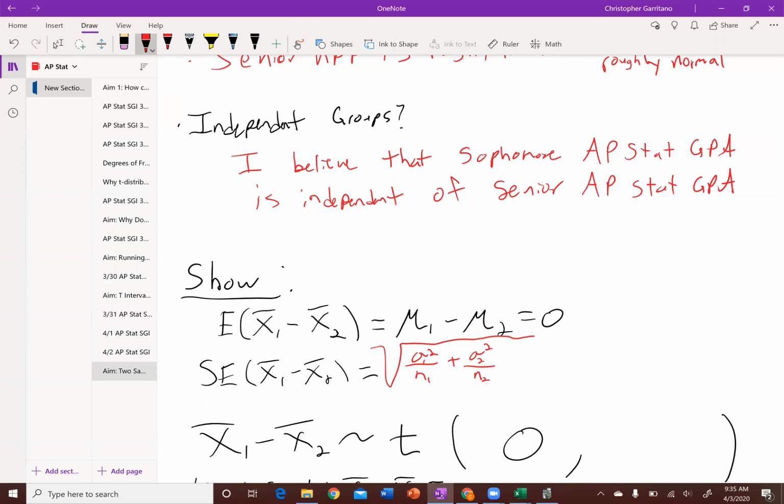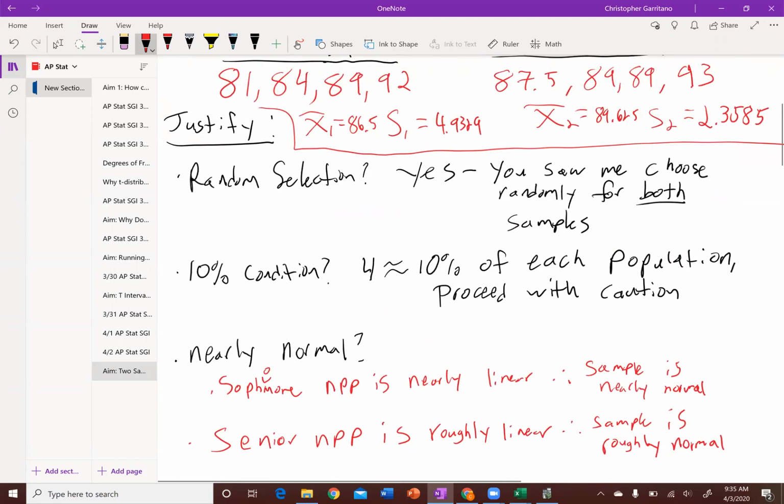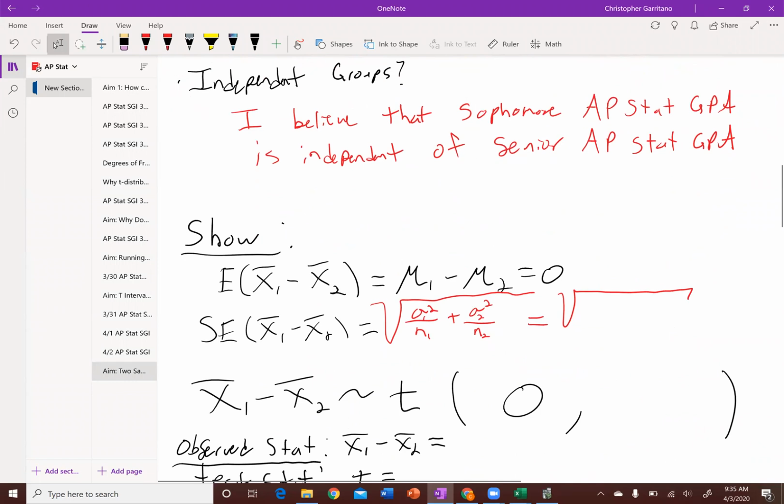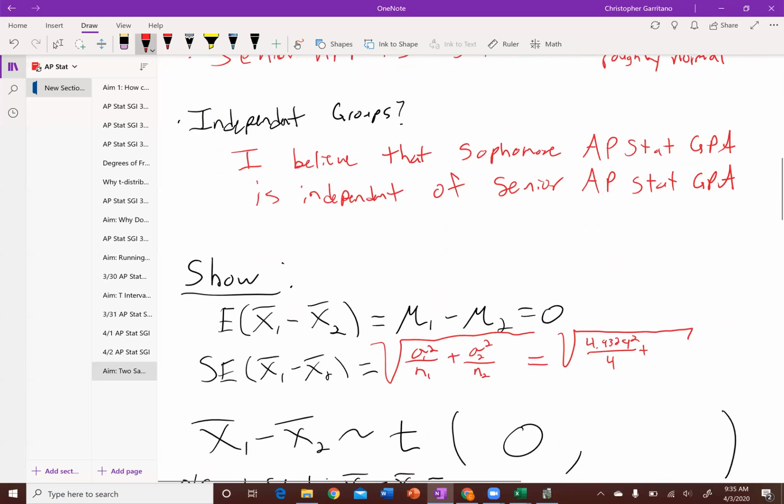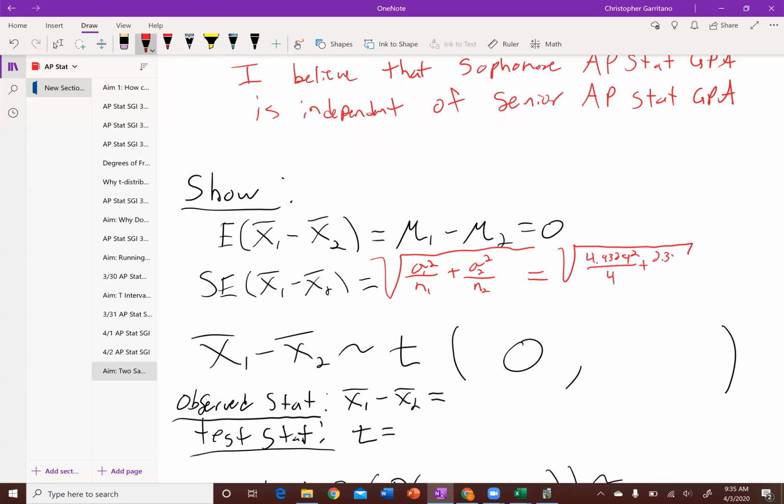But in this case, I don't know sigma for either one of these populations. And so that's really one of the main reasons why I'm using a t-distribution. And in order to approximate sigma, I'm going to use the standard deviation of the samples. So in this particular case, I'm going to take 4.9329 squared over 4 plus 2.3585 squared over 4. And then I'll take the square root of that.